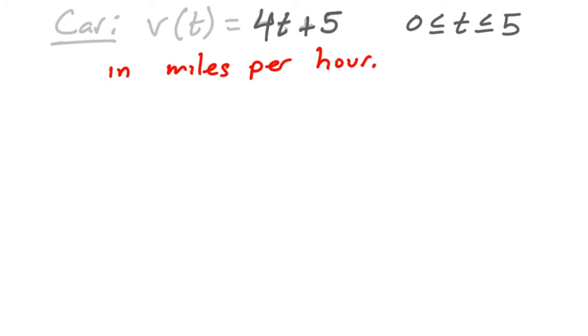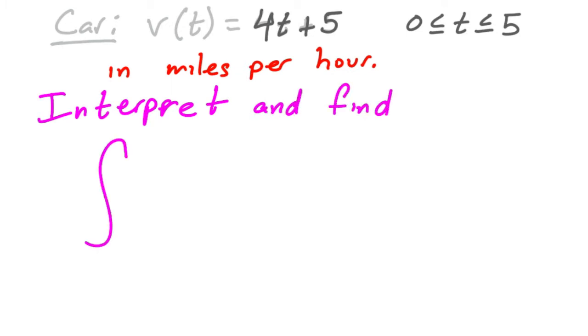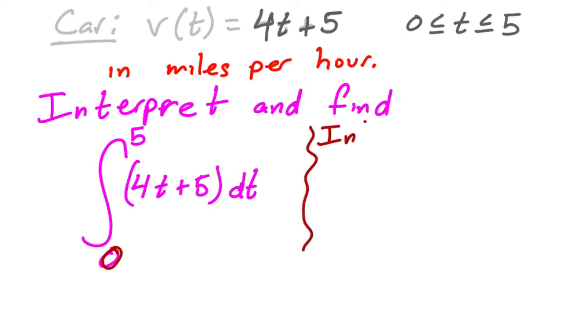Okay, now let's say we want to interpret and find the following: the integral from 0 to 5 of 4t plus 5 dt. Okay. So this integral, basically what you're doing is you're getting the integral from 0 to 5 of the velocity of this car. So now, to be able to interpret it, it's really, really important that you have the units.